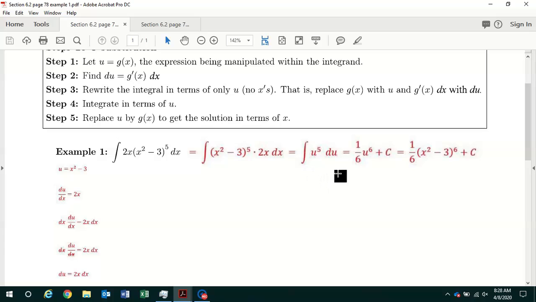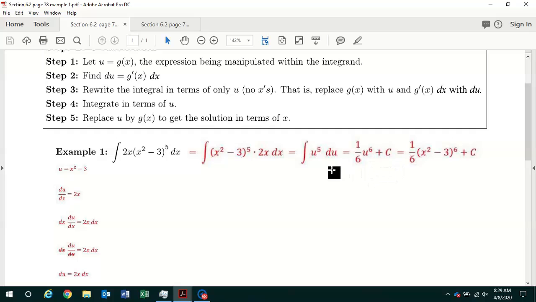You'll notice there's not an x anywhere. There can't be an x anywhere. The antiderivative of u to the 5th with respect to u, by the power rule of antidifferentiation, is equal to 1/6 times u to the 6th plus the unknown constant c.